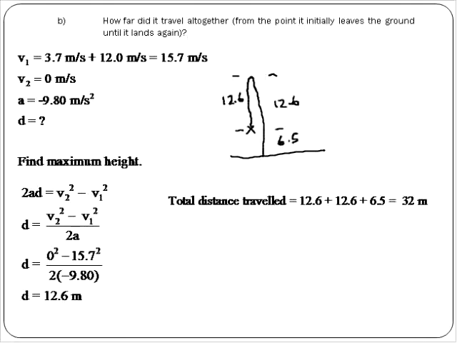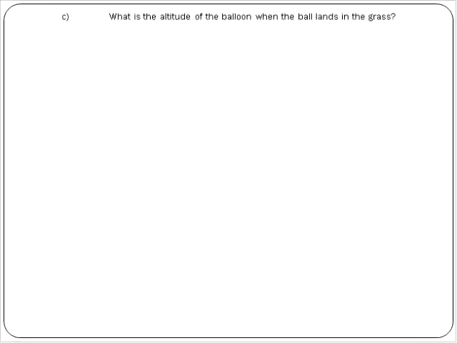And that part is done. So that's not terribly difficult either. And then the third part of this question asks, what is the altitude of the balloon? In other words, how high is the balloon when that ball lands in the grass? Well, all we've got to do is use the time that we found in part A, because the time that we found in part A is the time it took that ball to go all the way up and all the way back down to the ground again.